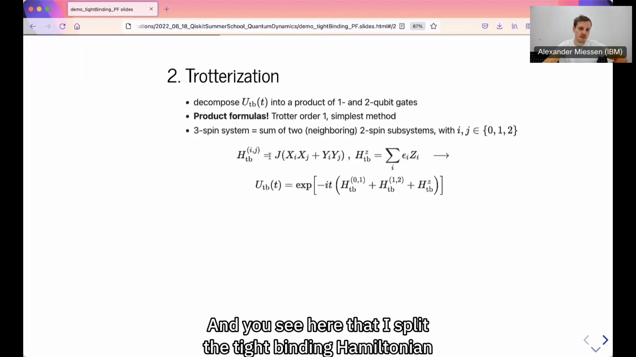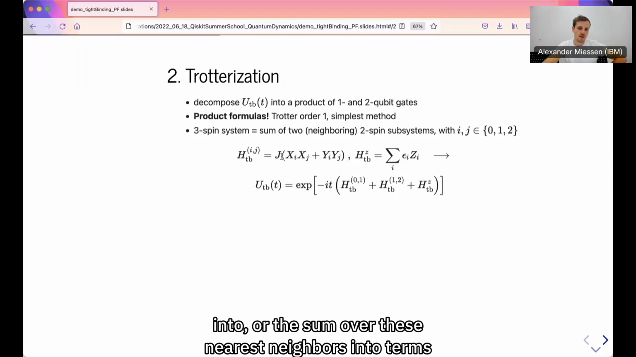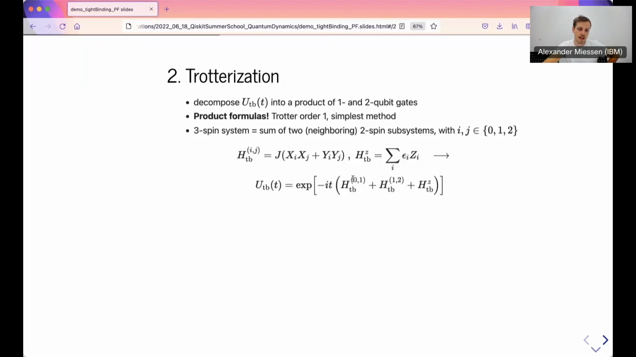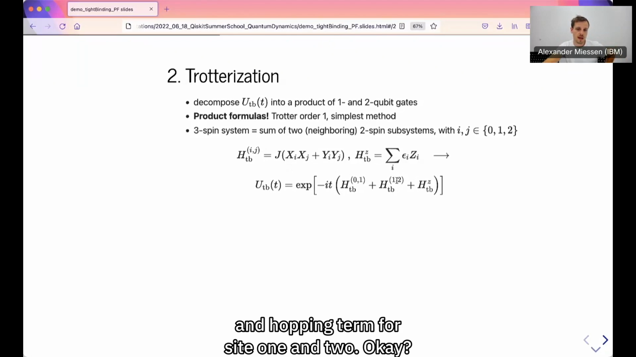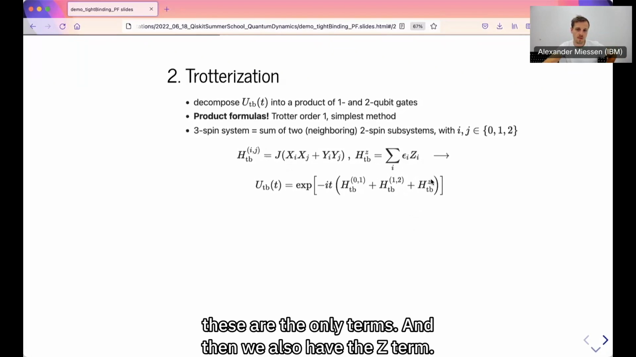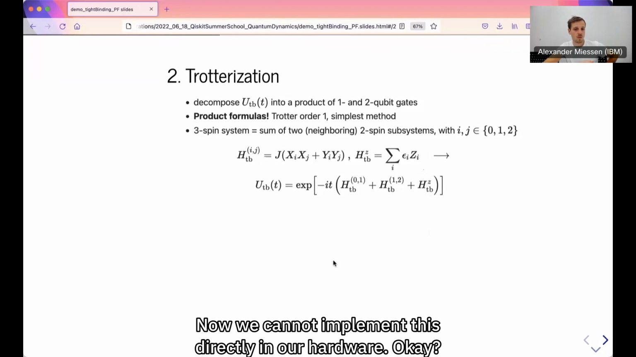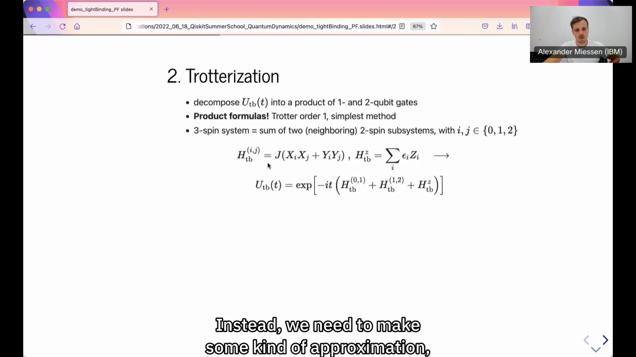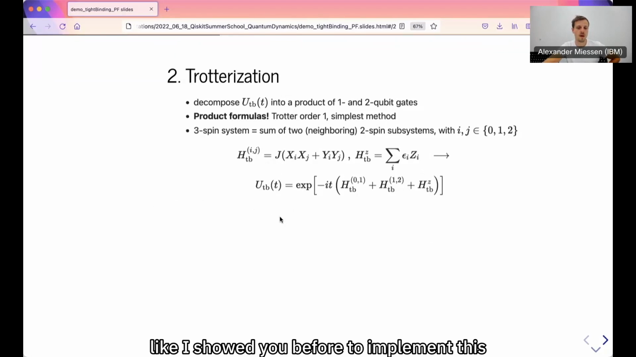And you see here that I split the tight binding Hamiltonian, or the sum over these nearest neighbors, into terms for these neighboring lattice sites. So I have a hopping term for sites 0 and 1, and a hopping term for sites 1 and 2, okay? And since we only have 3 sites, these are the only terms, and then we also have the Z term. Now, we cannot implement this directly in our hardware, with our superconducting qubits. Instead, we need to make some kind of approximation like I showed you before to implement this in terms of 1 and 2 qubit gates.